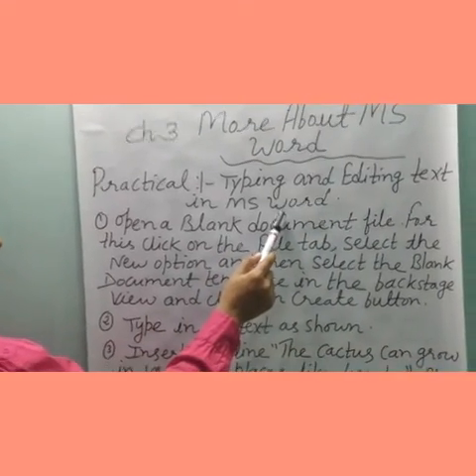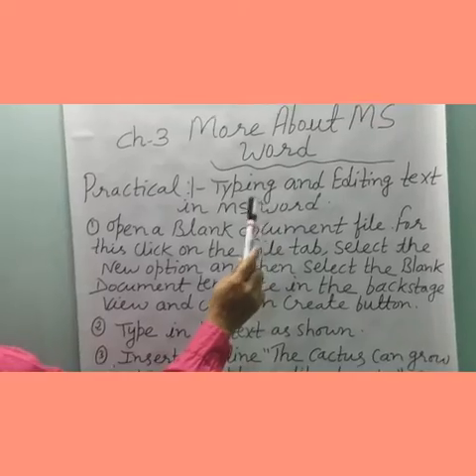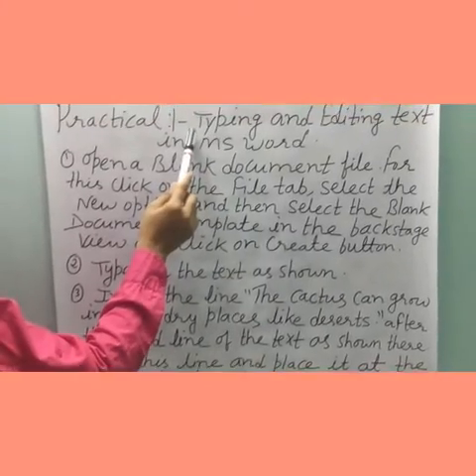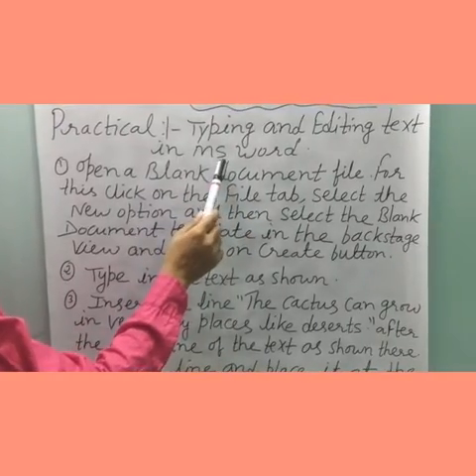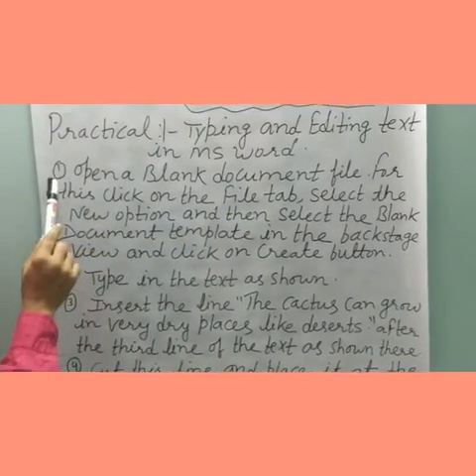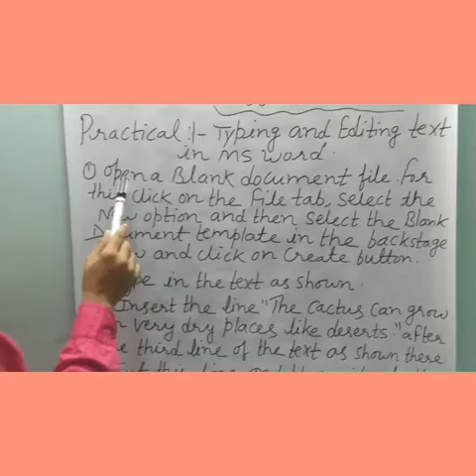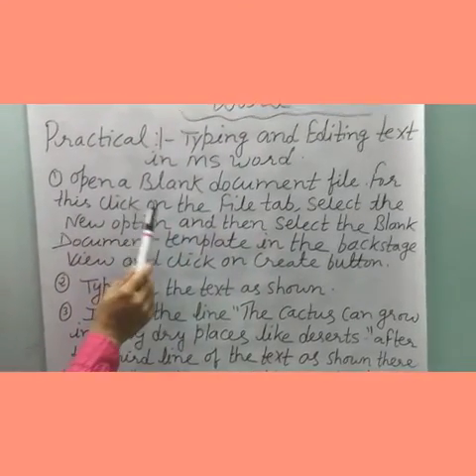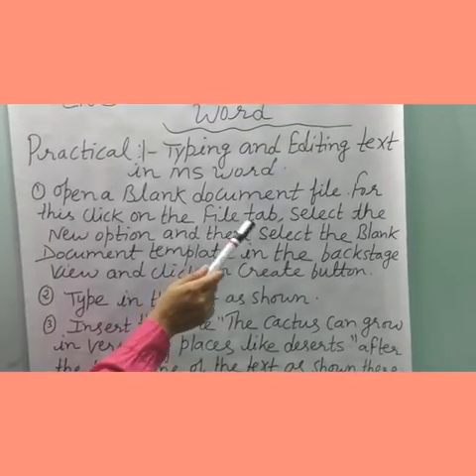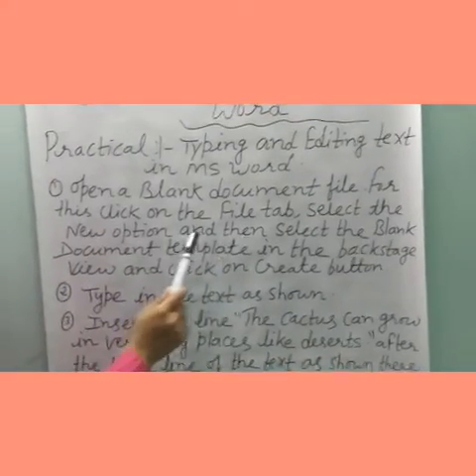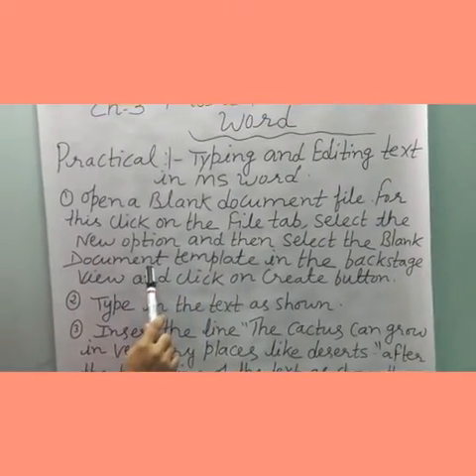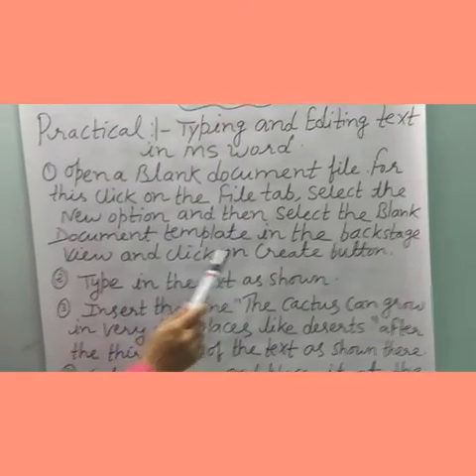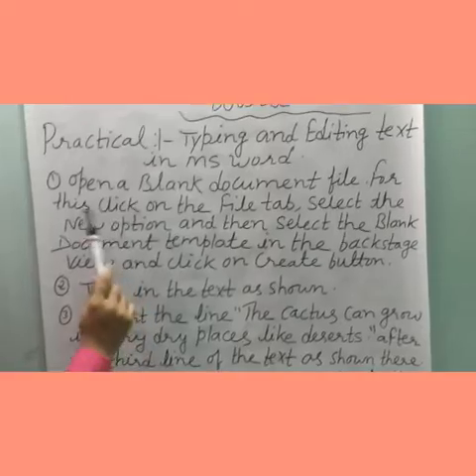Okay, students, how to type it? How to type and edit text in MS Word. So let's start step by step. Number one, open a blank document. For this, click on the File tab, then select the New option and then select the blank document template in the backstage view and click on the Create button. Simply, it's our first step.